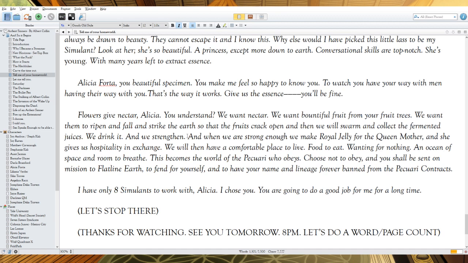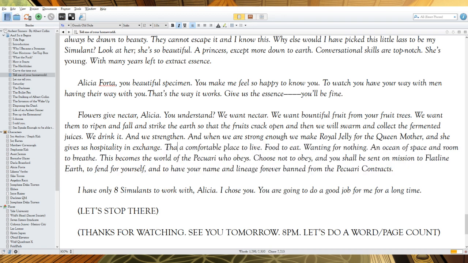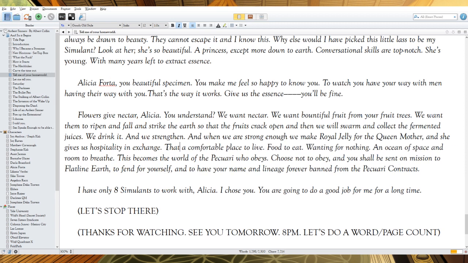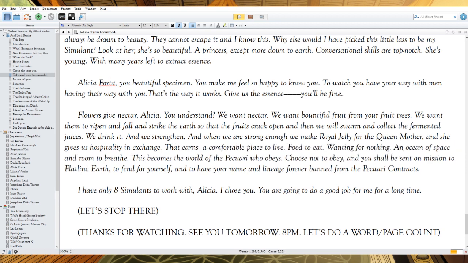Then we receive. That earns us, see, a little bit of time. That earns us a comfortable place to live, food to eat, wanting for nothing, an ocean of space and room to breathe.